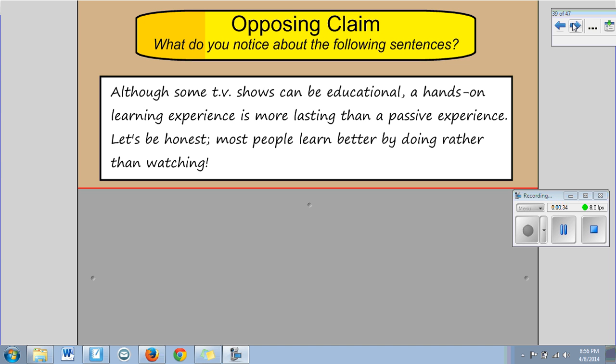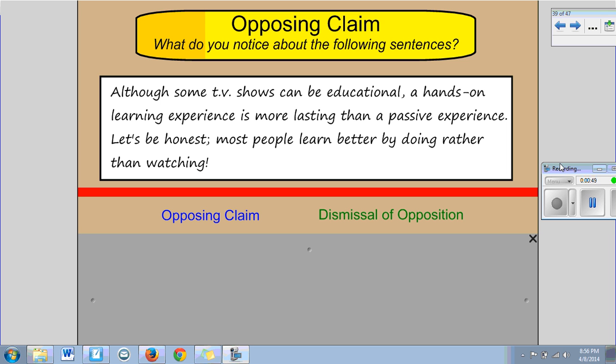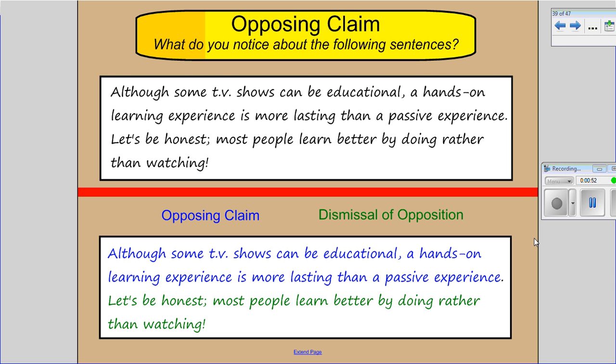I'd like you to take a minute and try to come up with some conclusions about these two sentences. What do you notice? Once you've come up with something, please start the video. All right, so after looking at these two sentences, you may have been able to divide them into two separate parts. The first sentence was our opposing claim. Although some TV shows can be educational, a hands-on learning experience is more lasting than a passive experience. Then in green, we see the dismissal of the opposition. Let's be honest, most people learn better by doing rather than watching.